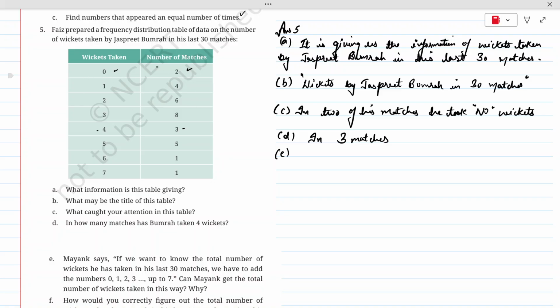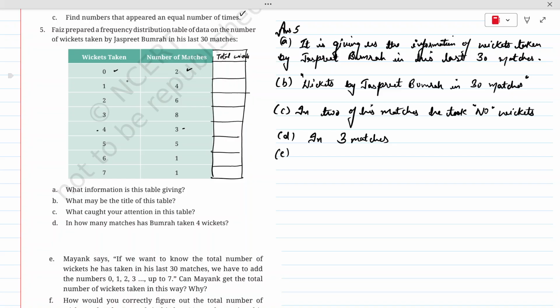Alright, so just to make it easy, what I am going to do here is I am going to create another column. I am creating another column here, and in this column what we are going to do, let me extend this line first. What we are going to do, we are going to find the total number of wickets in every match. So wickets taken, number of matches and total wickets.